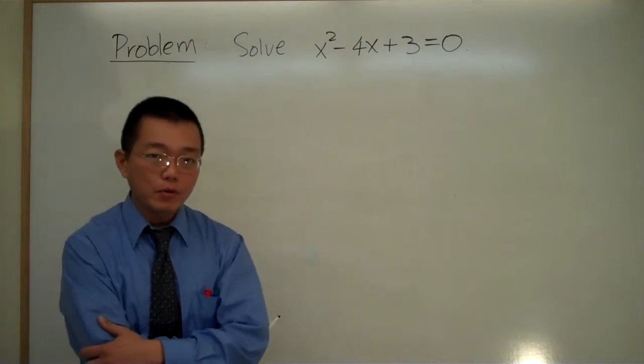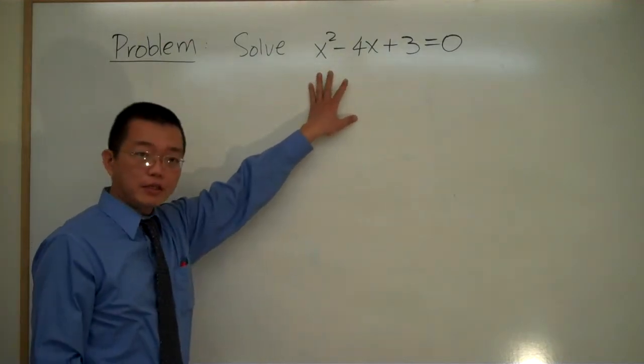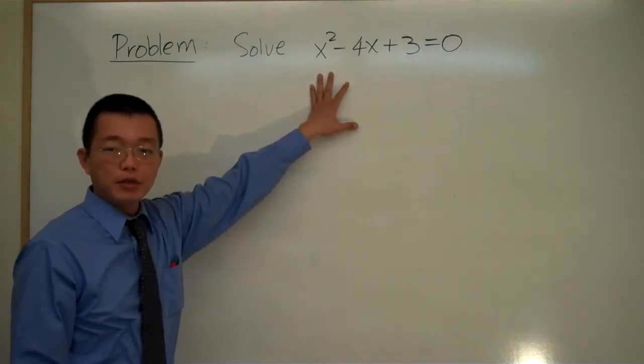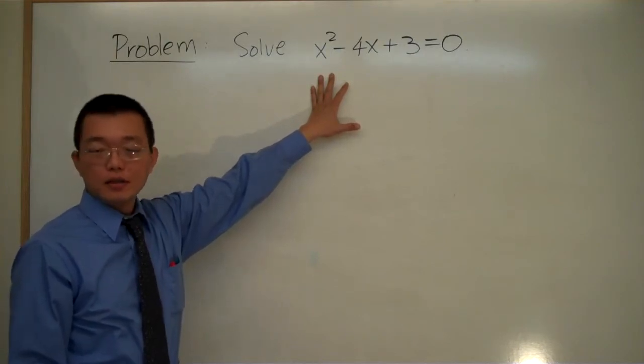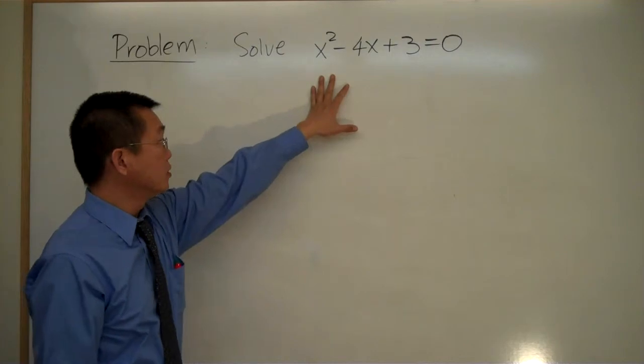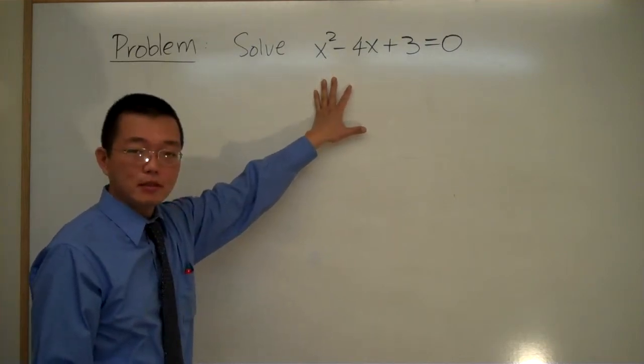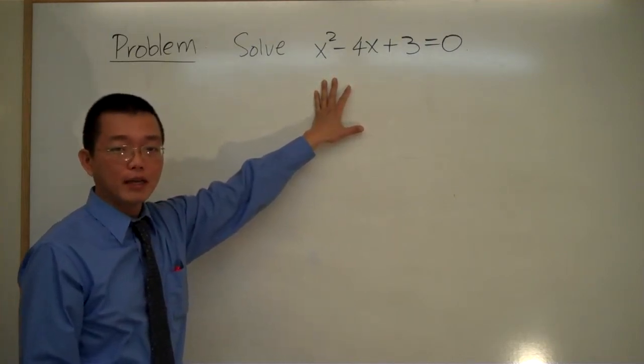Okay, for our next problem, we'd like to solve the following equation: x squared minus 4x plus 3 equals 0. Now, if you have done your preview reading, you probably know that this is a so-called quadratic equation.